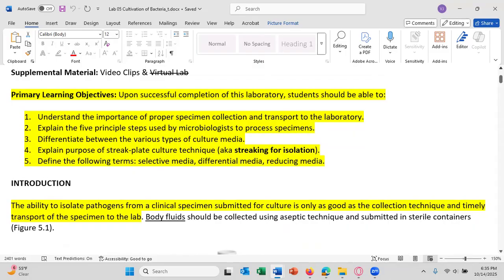The learning objectives for this lab are: 1, understand the importance of proper specimen collection and transport to the lab. 2, explain the 5 principal steps used by microbiologists to process specimens. 3, differentiate between various types of culture media. 4, explain the purpose for streak plate culture technique, aka streaking for colony isolation. And I usually call it streaking for colony isolation. And 5, define the following terms: selective media, differential media, and reducing media. Does anyone have a question?